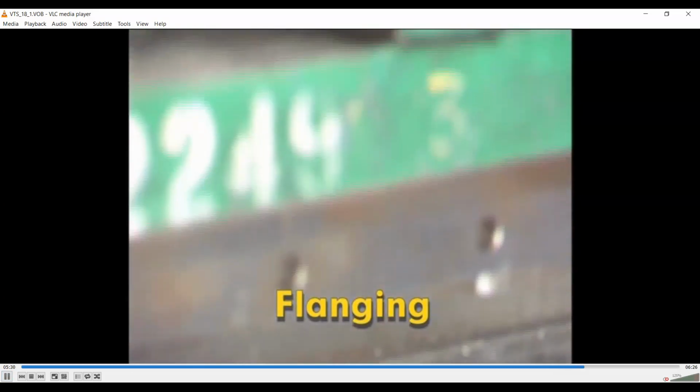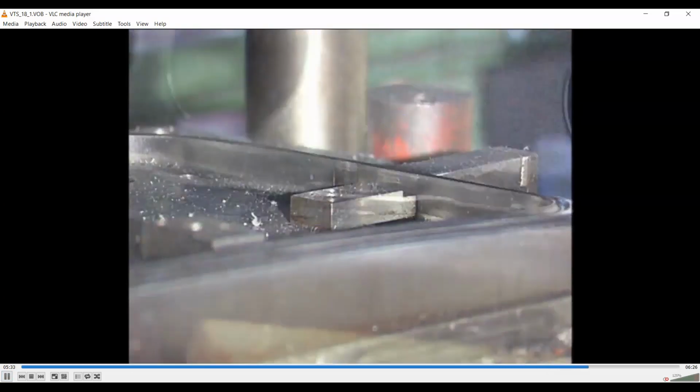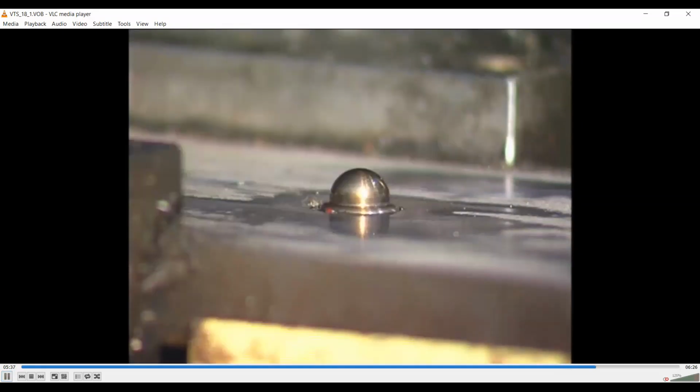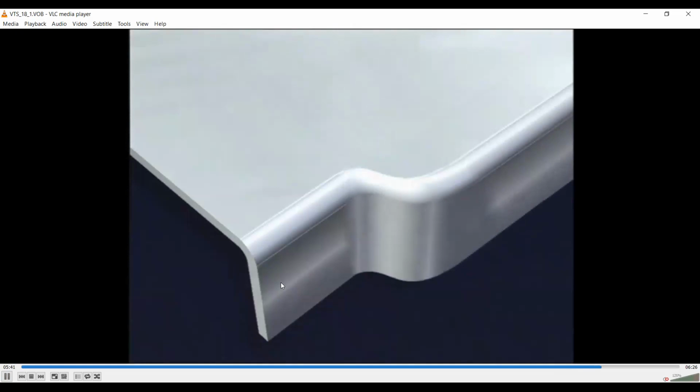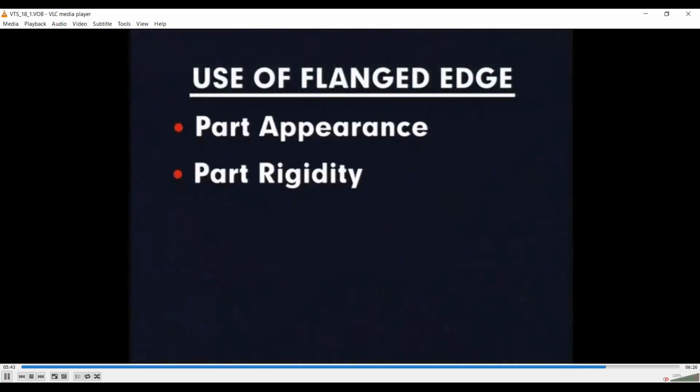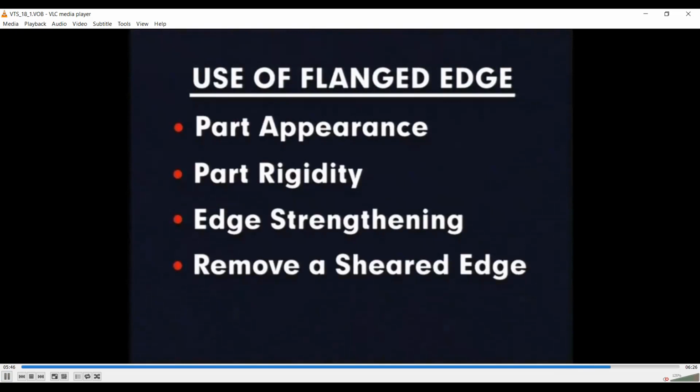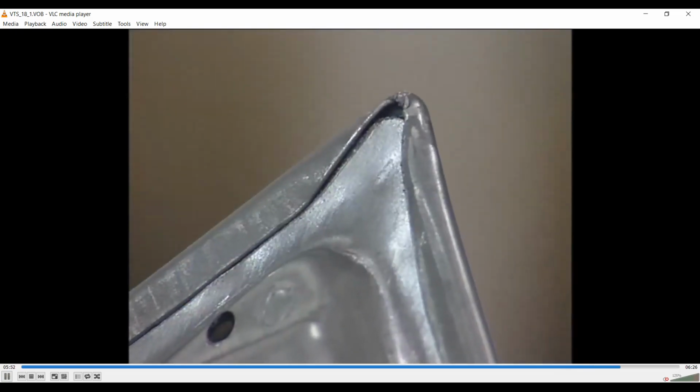So flanging, that is bending the edge of a sheet to 90 degrees. So you could see the length of the bent portion is smaller as compared to the overall length of the part. So that is flanging. So this is the flanged part. So it could be a straight or stretched portion. So the purpose of flanging include the ones that are mentioned: part appearance, part rigidity, edge strengthening, or removal of a sheared edge, or fastening surfaces to provide a surface of fastening.